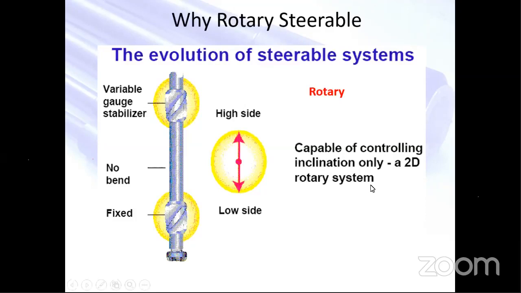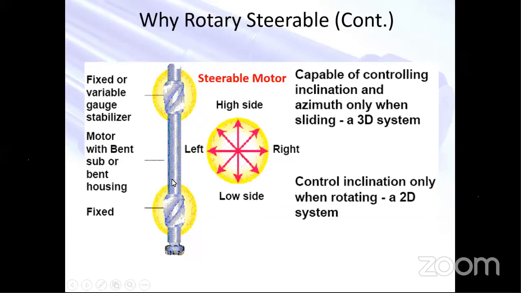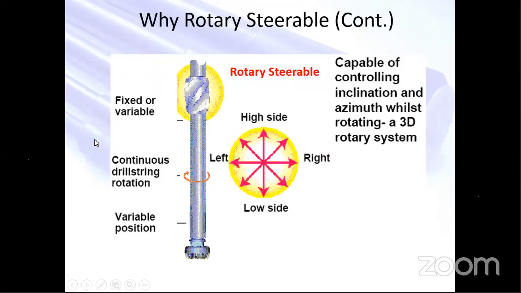In rotary steerable, it's capable of controlling inclination only, a 2D rotary system. As we can see, we have the high side and low side. We have no bend here. Why rotary steerable? As I just mentioned, the steerable motor is capable of controlling inclination and azimuth only when sliding. But in the RSS system, we can control inclination and azimuth while rotating, a 3D rotating system.